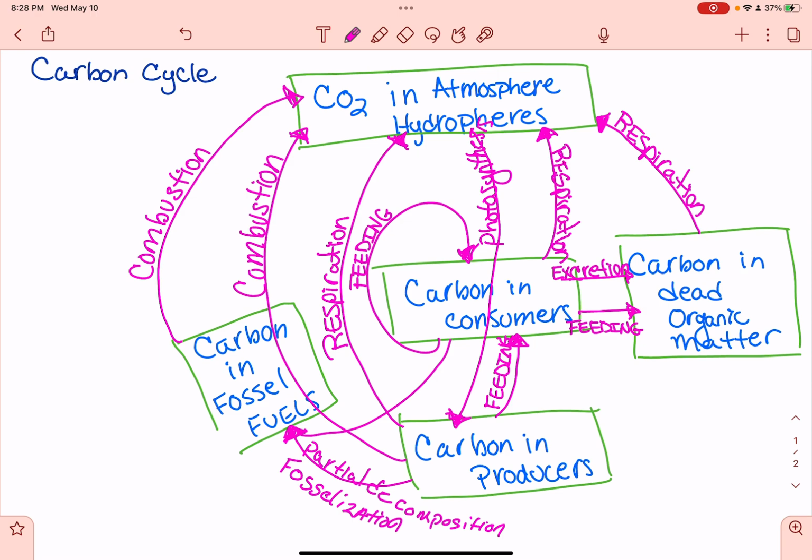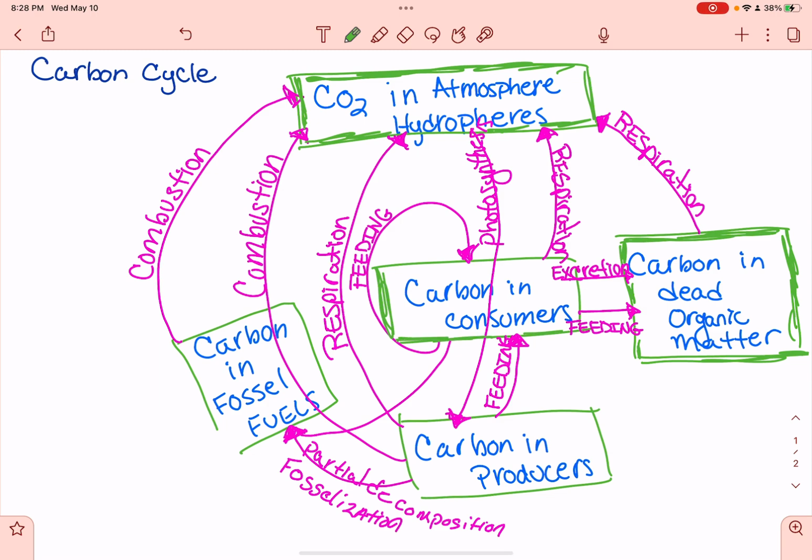Okay, so these in green are our sinks or our reservoirs of carbon. So these are storage places for carbon. And the processes in pink are arrows. Remember, the arrow is always indicating what is receiving the carbon. So what sink is receiving the carbon. So the arrows give the direction that the carbon is going. And these processes are called fluxes. So it is the movement of carbon between the sinks, and we call those the fluxes in the carbon.